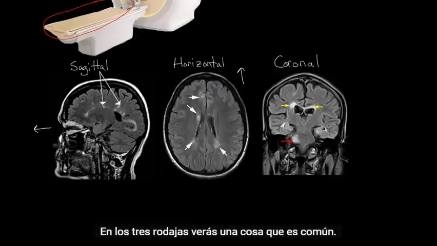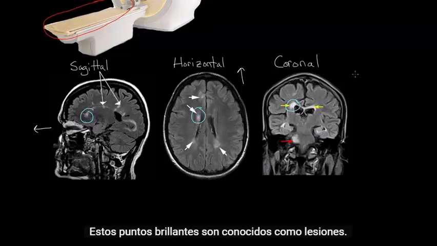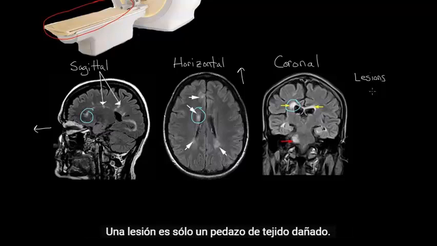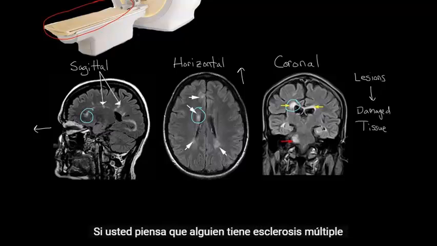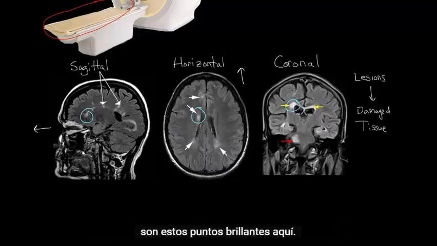In all 3 slices, you'll see one thing that's common. They have these bright spots over here, right? So these bright spots that they actually point out. And these bright spots are referred to as lesions. A lesion is just a piece of damaged tissue. So if you think someone has multiple sclerosis and you have all these brain scans, the first thing you're going to look for are these bright spots here.